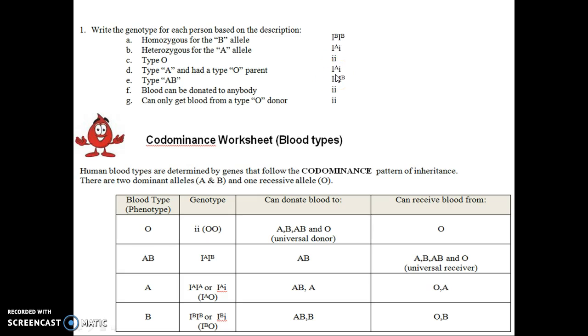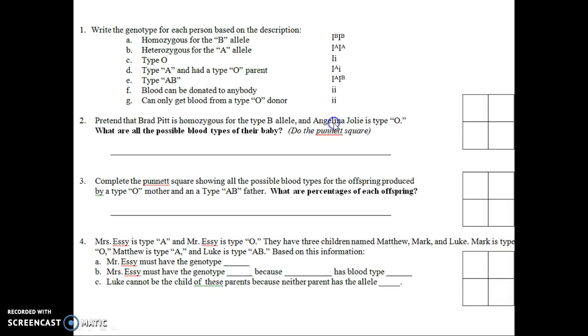Type A blood, which has a type O parent, would again be heterozygous, and you could Punnett square that out if you were having difficulty with that. Type AB blood, remember this is going to be our codominance, so you'll have an IA, IB, and these last 2 come directly from the chart. Blood can be donated to anybody, meaning that's a universal donor, which is going to be type O blood, so little i, little i. And you can only get blood from a type O donor, meaning you can only receive blood from this person. Again, that's going to be type O blood. If you have questions on this, please make sure to mark it on your worksheet, and I will answer them when I am back tomorrow.